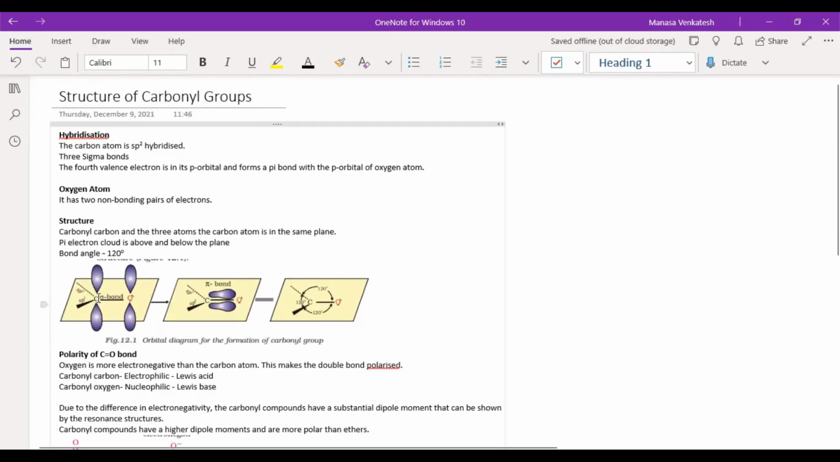So the carbon atom is sp2 hybridized, has three sigma bonds and one pi bond. The three sigma bonds are going to be in the same plane, whereas the pi cloud is going to be above and below. You have a bond angle of 120 degrees, and the carbon-oxygen bond is polarized because of the high electronegativity of the oxygen atom.